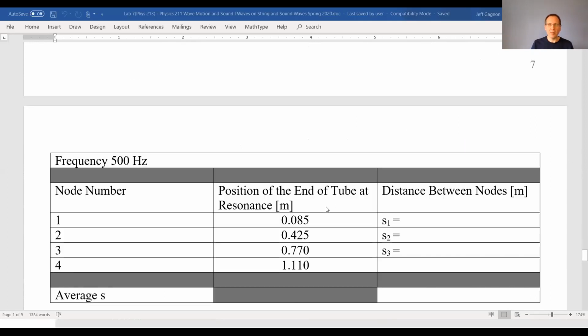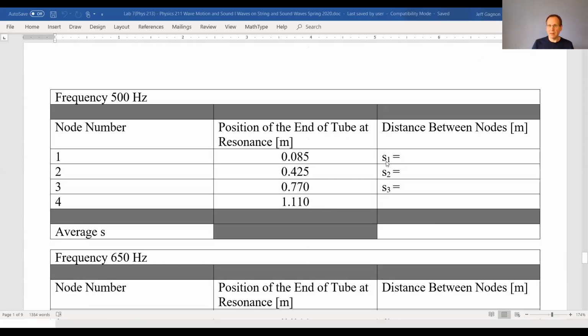So what does that mean if we go back to the table here? These S's are what I'm calling the node-to-node distance. How do I find the first node-to-node distance, S1? It would be the position of the second node minus the position of the first node, right? That difference is going to be S1. Then the second node-to-node distance would be the position of node 3 minus the position of node 2. That difference would be S2, and this difference would be S3. So that's all you're doing: finding the node-to-node distance by taking the difference between corresponding nodes.